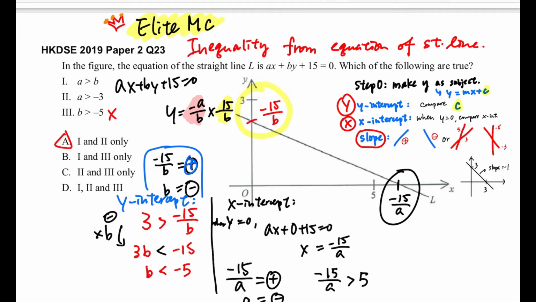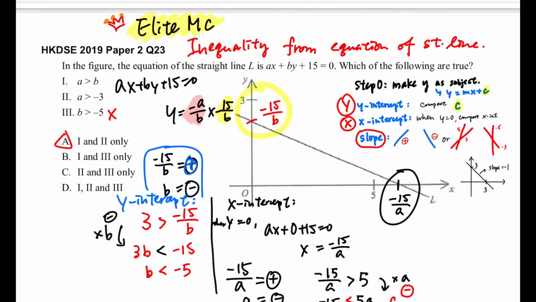What about if I swap the a to the other side? I try to times a. Negative 15, larger or smaller than 5a? Yep, we need to change the sign because a is a negative number. Change the larger to a smaller sign.